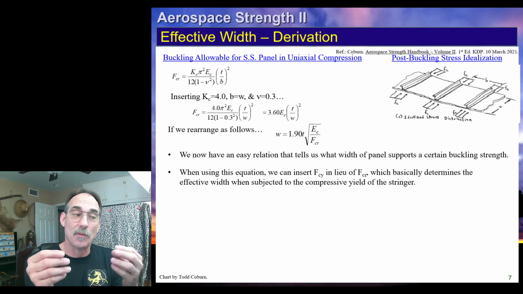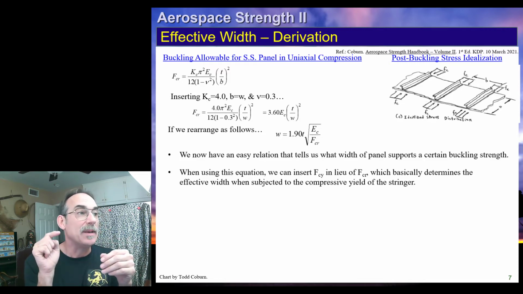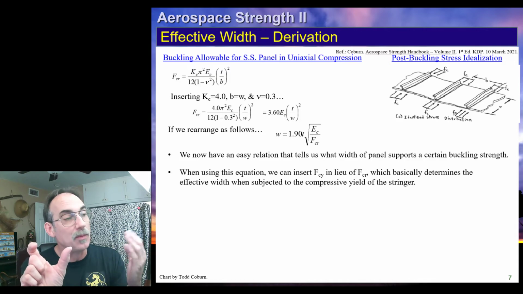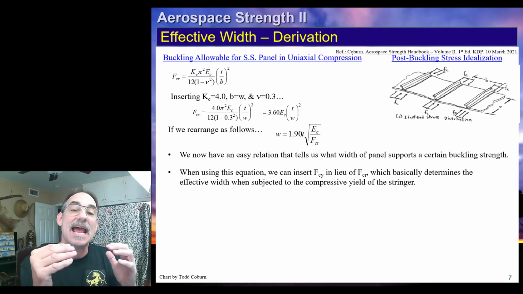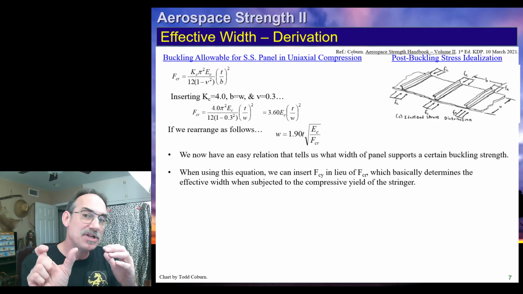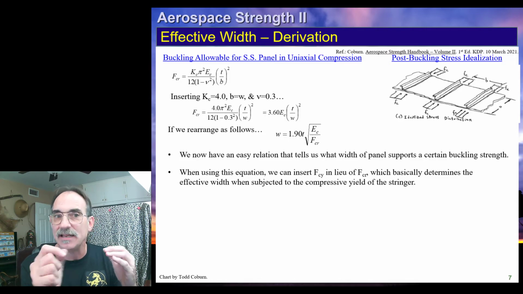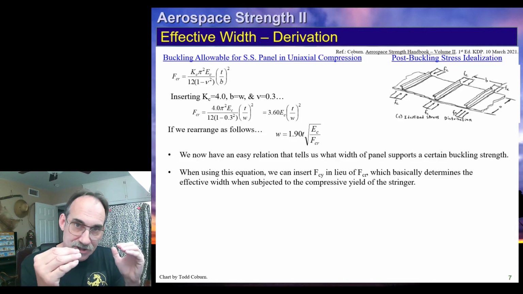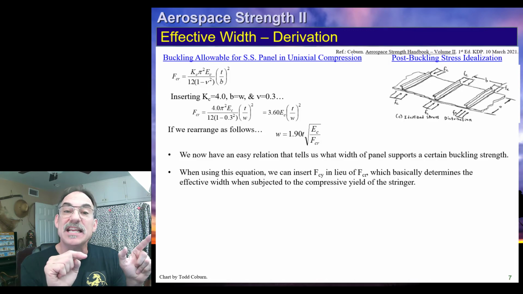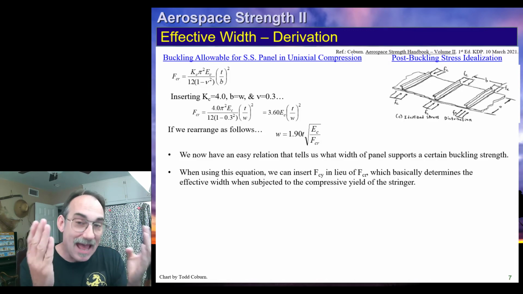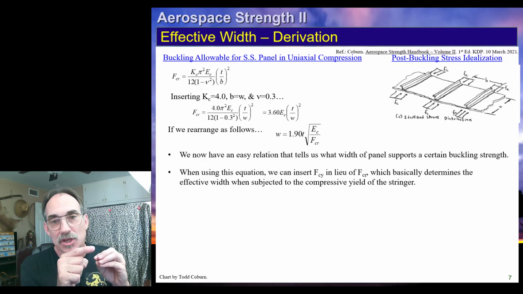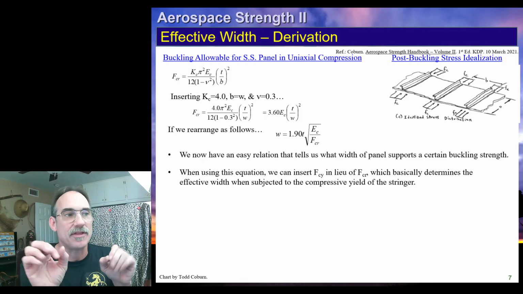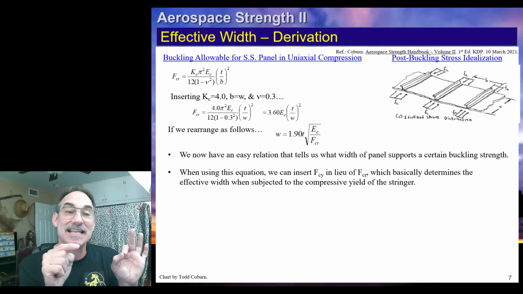Normally we use this equation. We plug in the width of the stringers and we get an allowable stress at which the skin will buckle. And yet what we want to do is figure out how much of that skin, or what width of skin, actually will sustain the compressive allowable of the stringer. So we take that FCR and assume that that is the stringer buckling allowable, and now we solve for W, or the effective width of the skin that acts at the same stress level.